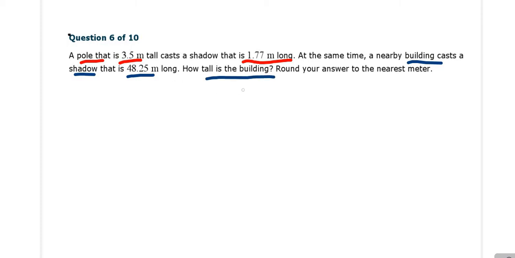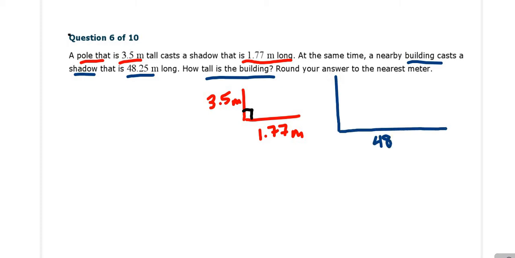So what we have here is a pole that is 3.5 meters casting a shadow of 1.77 meters. And whenever you cast a shadow, it's always at a right angle to the object. And then we have a building nearby that casts a shadow which is 48.25 meters. The height of the building we don't know.